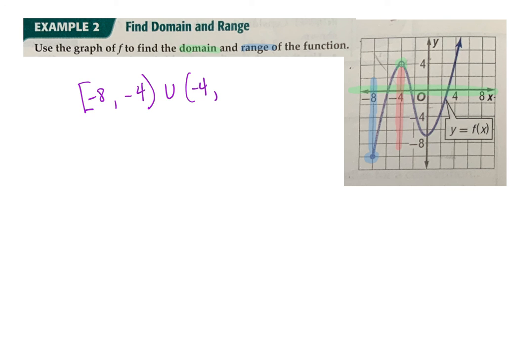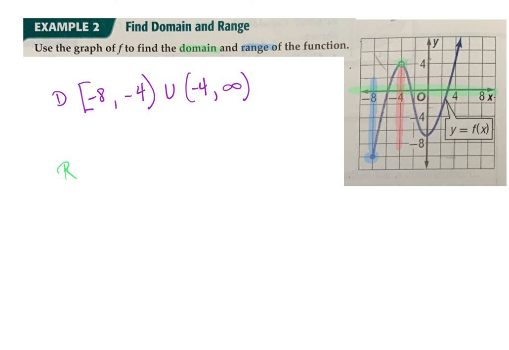It doesn't, it keeps going. So how do I write that? Infinity. Make sense? So when I'm looking at domain, I'm just looking across, okay? Now we're going to look at range. That is up and down, okay? That's up and down. So if I were to look at range here, that is my domain.